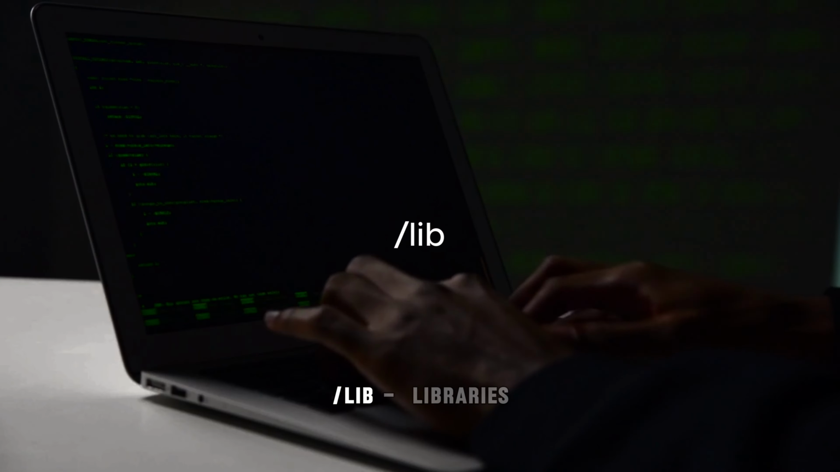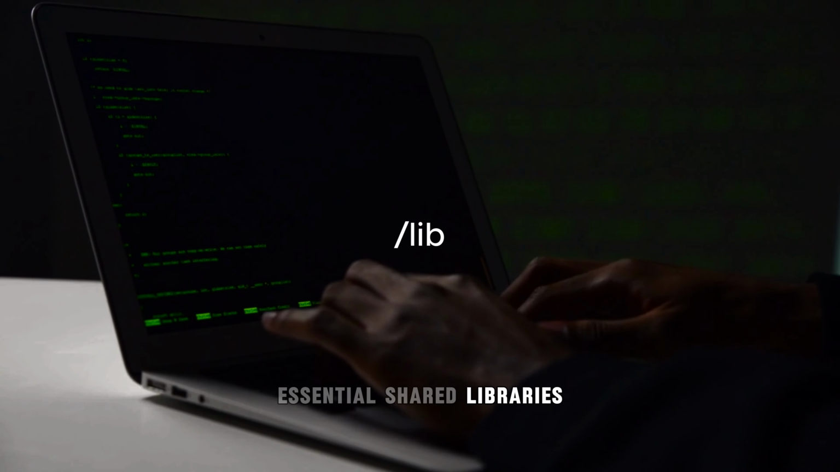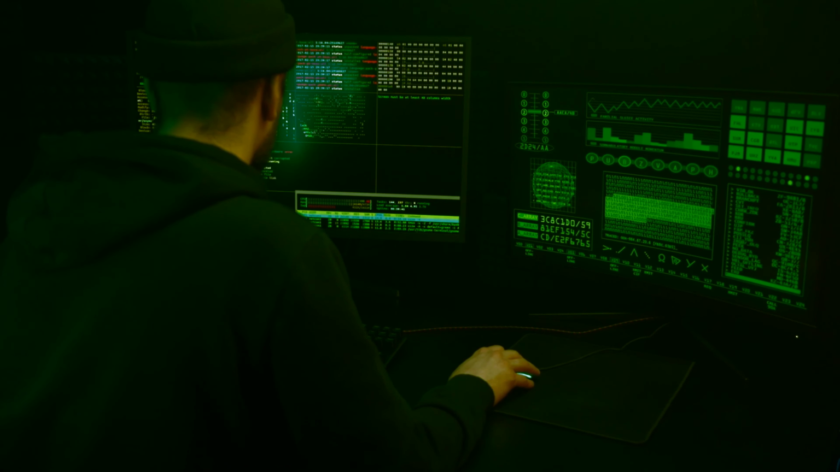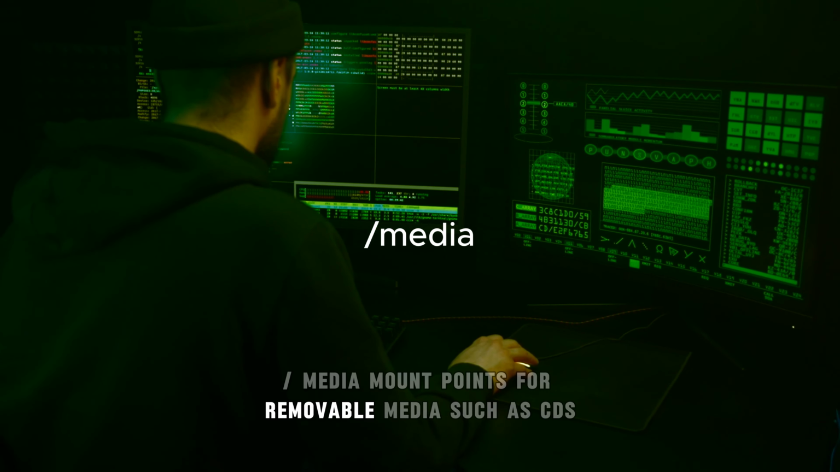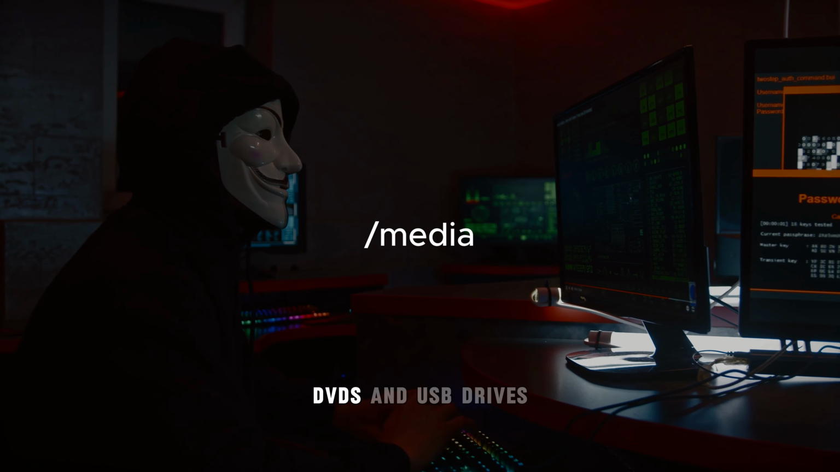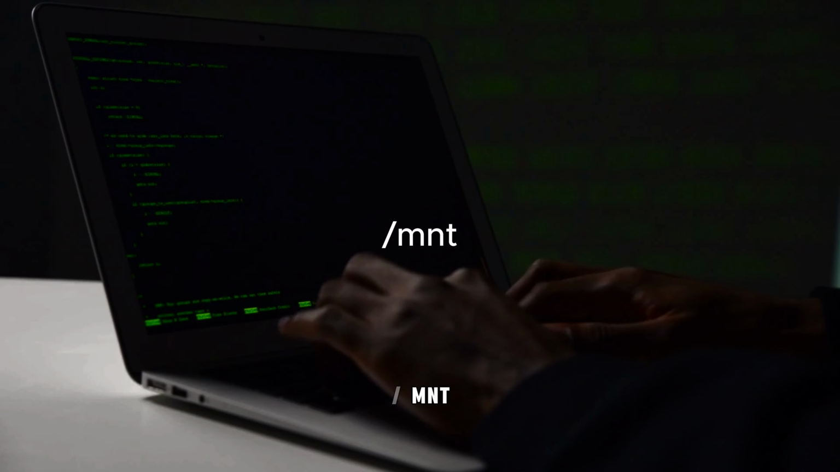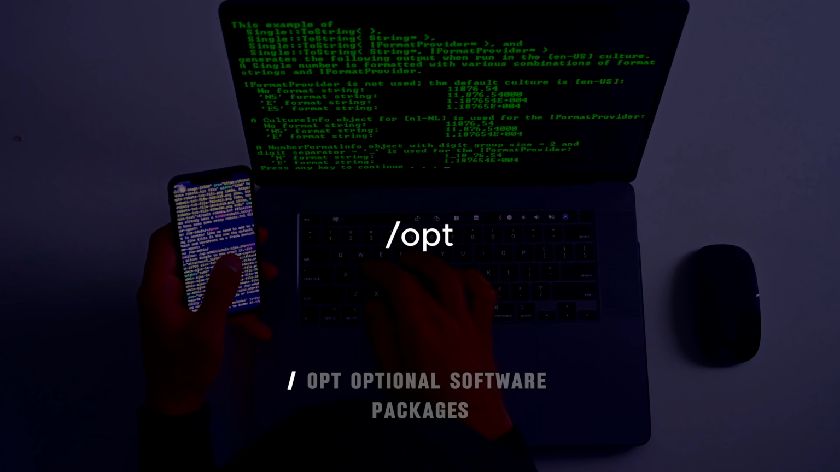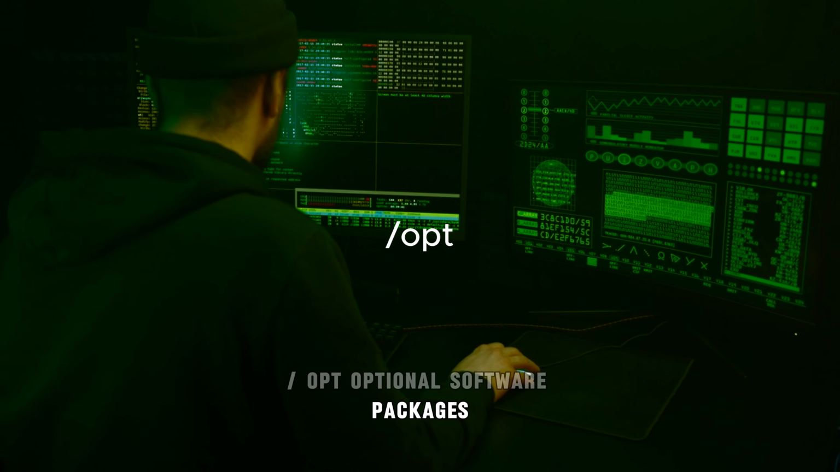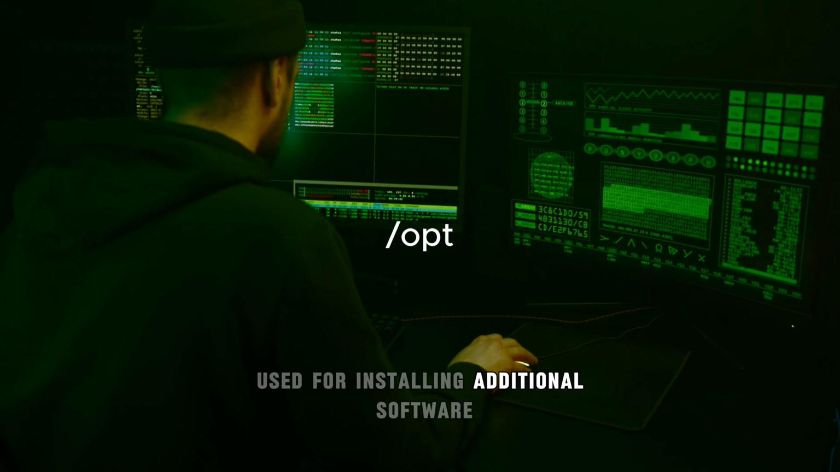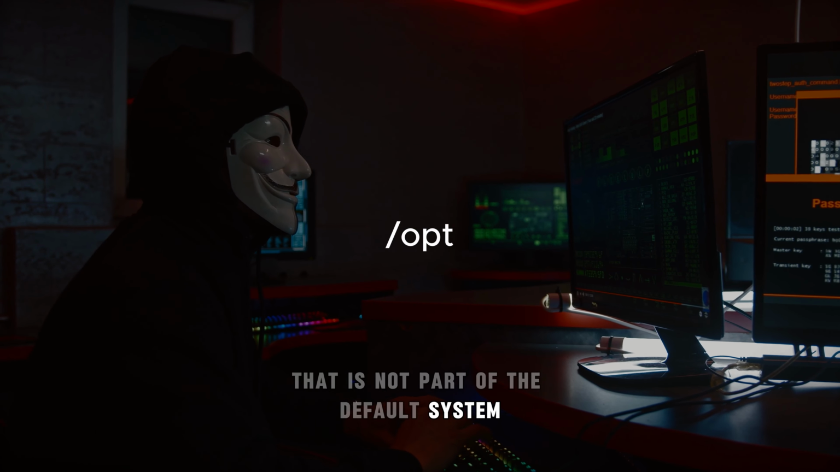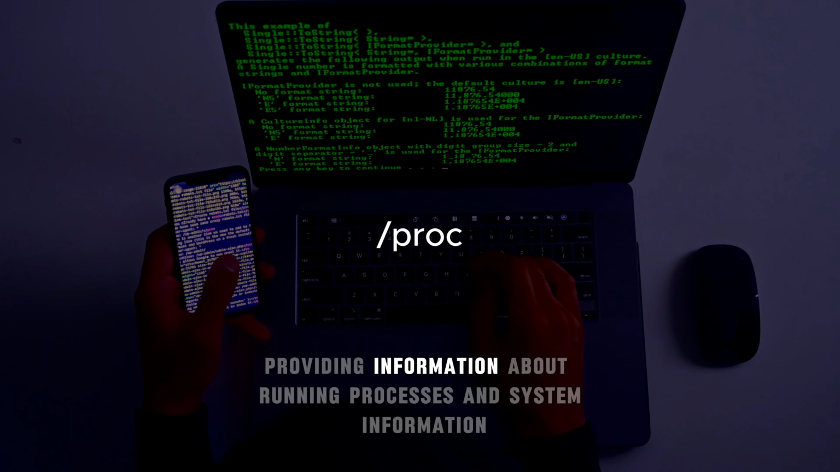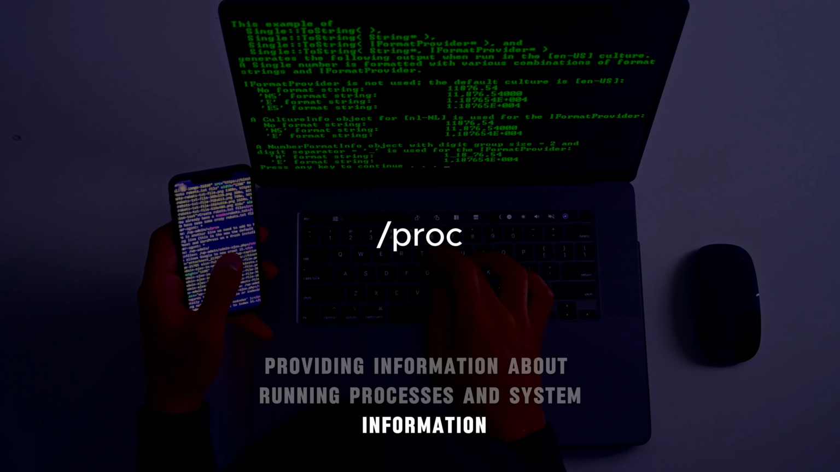/lib, libraries. Essential shared libraries and kernel modules required by binaries in /bin and /sbin. /media. Mount points for removable media such as CDs, DVDs, and USB drives. /mnt. Temporary mount points for file systems. /opt. Optional software packages. Used for installing additional software that is not part of the default system. /proc. Virtual file system providing information about running processes and system information.